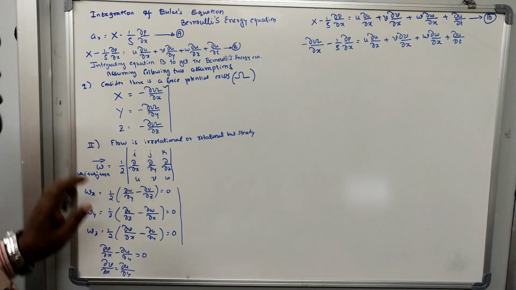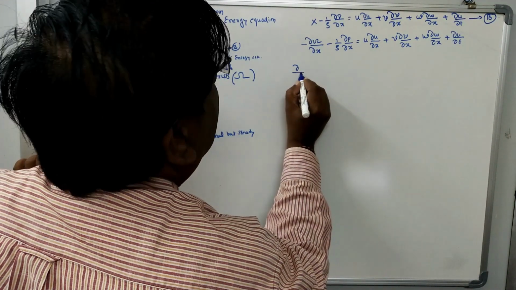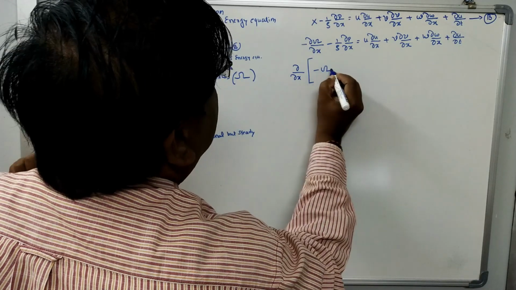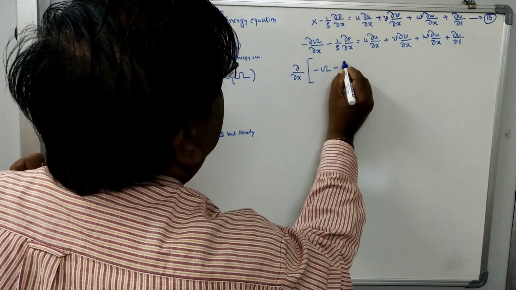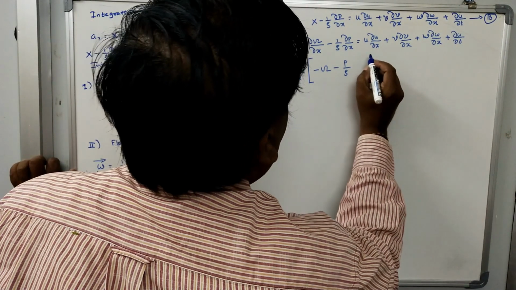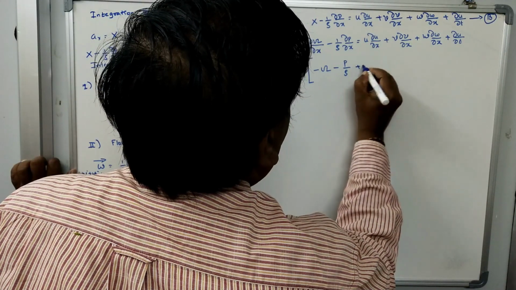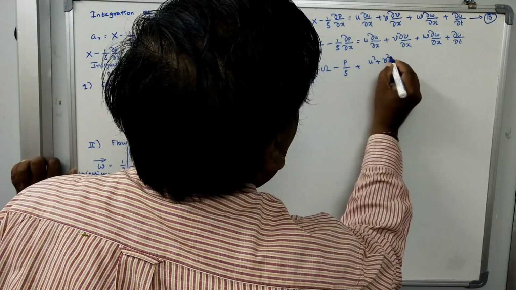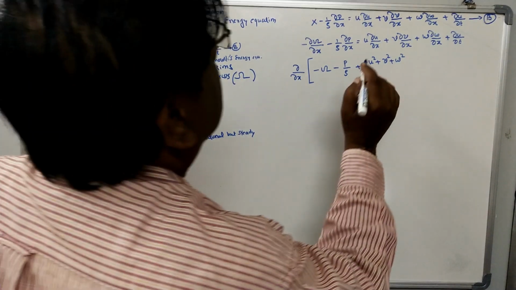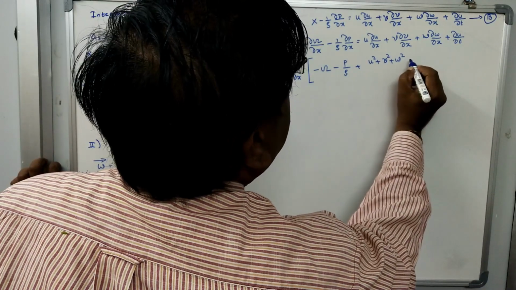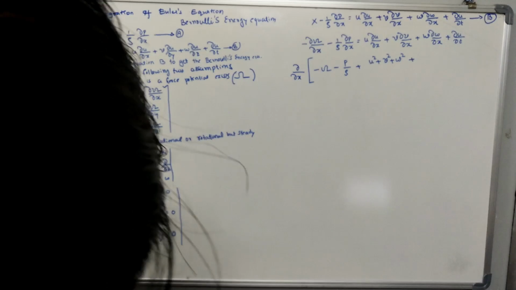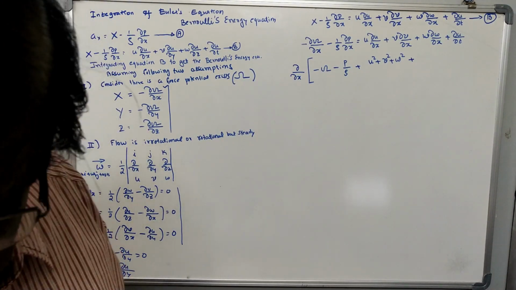So now ∂/∂x is common. So you can take this outside the bracket: minus force potential minus p by rho, then ∂/∂x means you are getting plus u square plus v square plus w square, then plus ∂u/∂t, or you can also write like this.